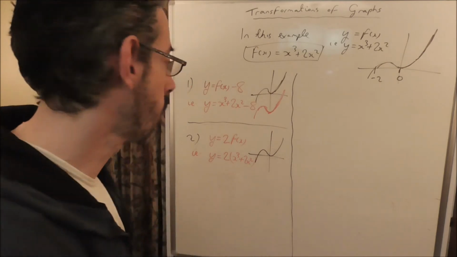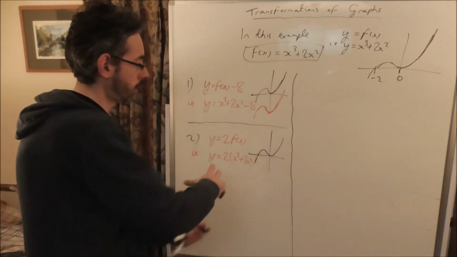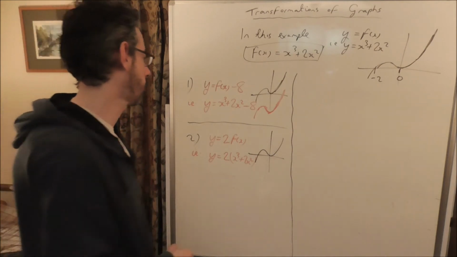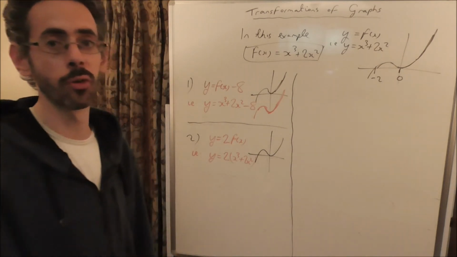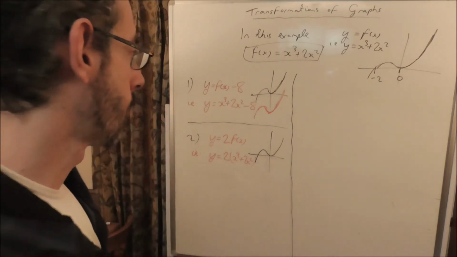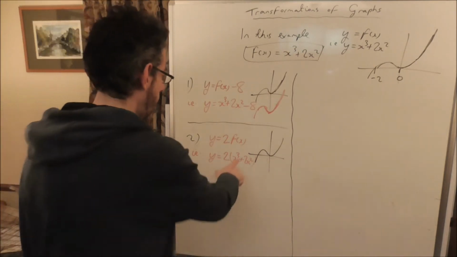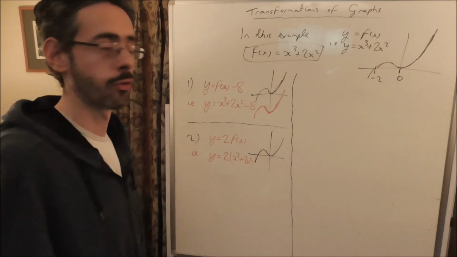Well, you're doing something to the whole expression, so it's going to be a vertical change, and it stretches it, if you remember. It makes all the y values twice as big as they were before. So it's a vertical stretch by a scale factor of 2. All the points are twice as high, or twice as low if they're under the x-axis, as they were before.